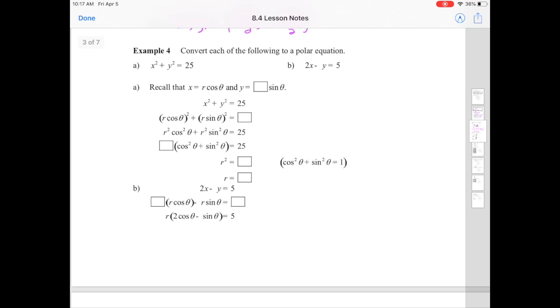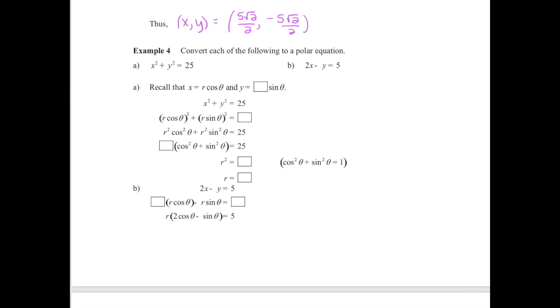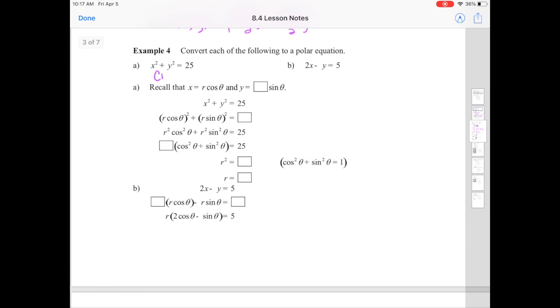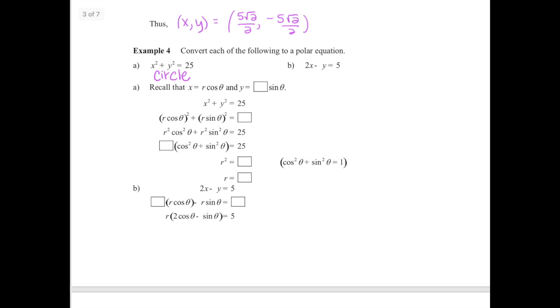Let's convert each of the following to a polar equation. Just as a heads up, x squared plus y squared is 25. Knowing what we know about equations, this is going to be a circle. And 2x minus y is 5, we know, is linear. We also know that x is equal to r cosine theta and y is equal to r sine theta from the front page. Therefore, what we can do is replace x and replace y with the polar equivalents.